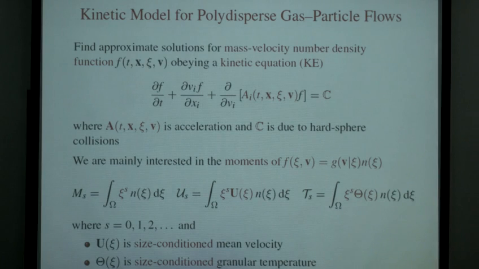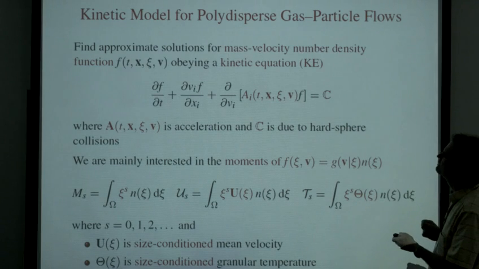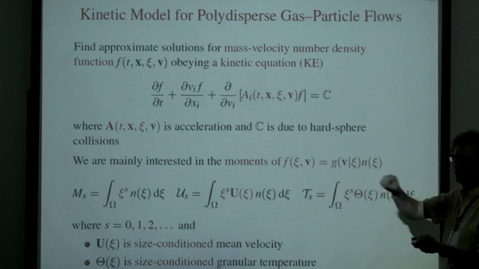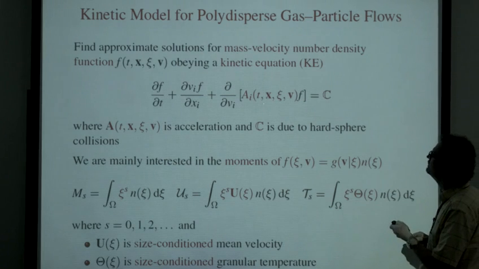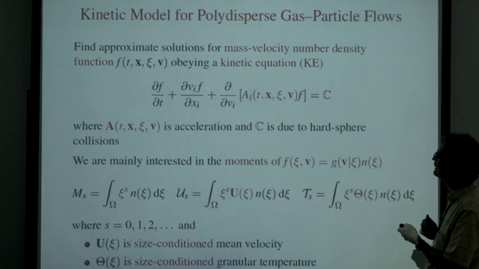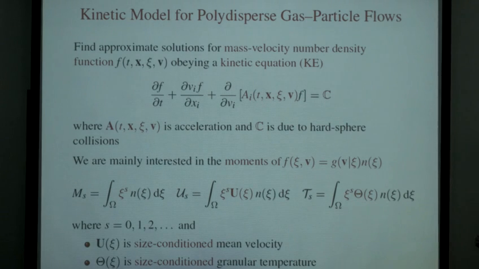So you have the transport term, free transport for the velocity, which is just how the particles move with their own velocity. You have acceleration. This is typically due to coupling with the fluid phase or gravity. And then you have a collision term. A lot of the work on polydisperse is in the collision term because you've got to get the exchange of momentum between particle collisions, et cetera.